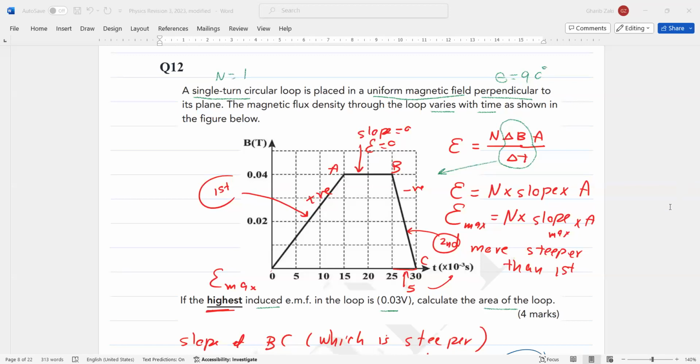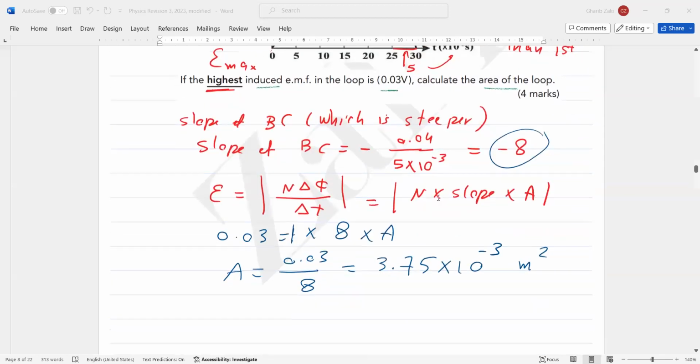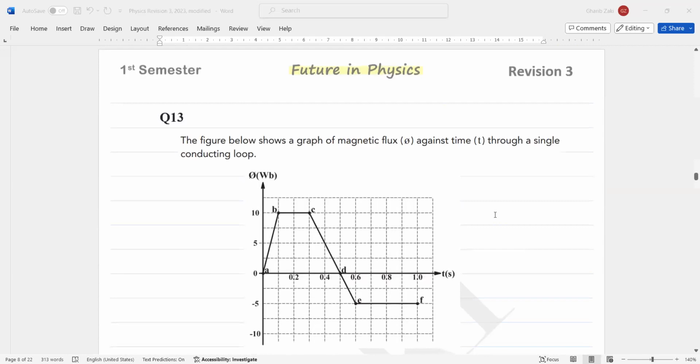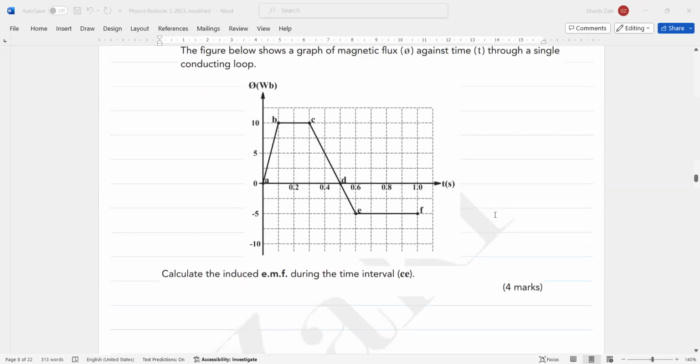Okay, no problem. Another question. Take care. We have many questions about this because this part has higher marks in the exam, and it will be the difficult part in the exam. Lenz and Faraday. So try to concentrate with me in this lesson. Now, next question. Question number 13. Try to solve it alone.